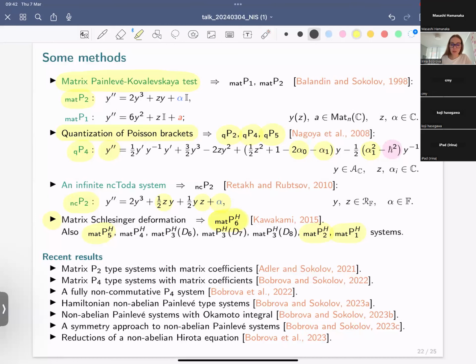Well, there are many other examples of the Painlevé equations, but today I want to discuss only two from this list. One of them is related to non-abelian Painlevé systems with Okamoto integral, and another one is related to reductions of non-abelian Hirota equation. Let us move to the first point.